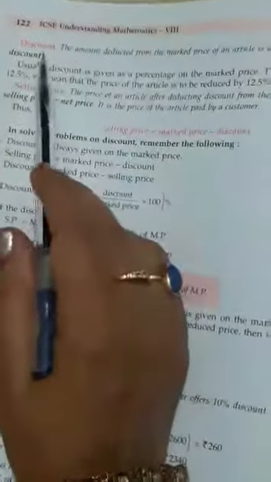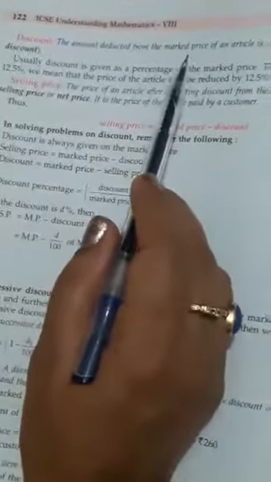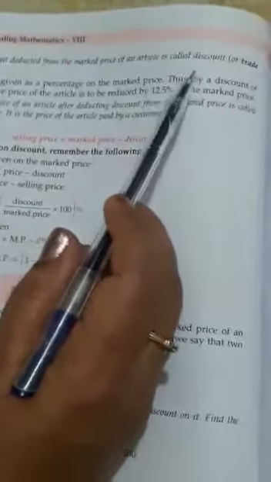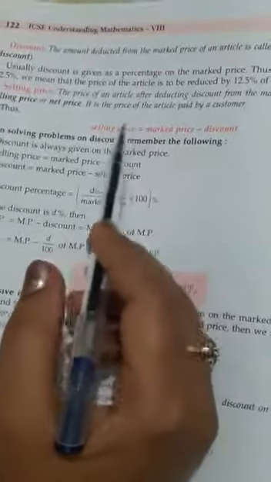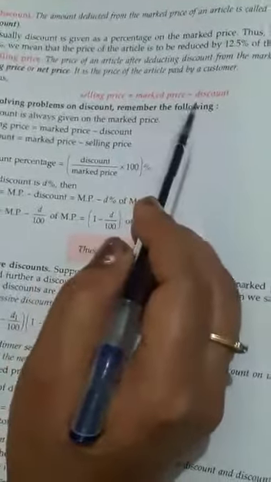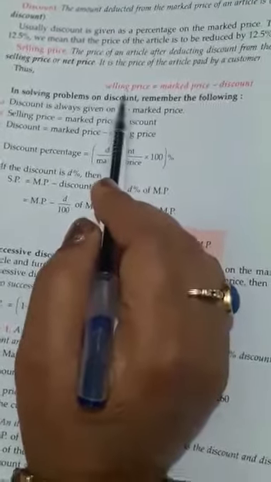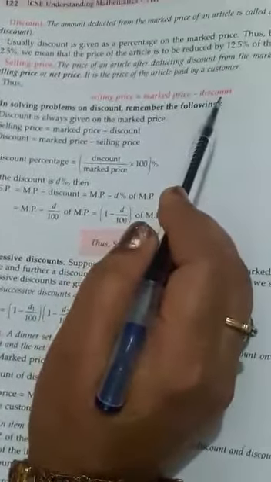Children, what is discount? The amount deducted from the mark price of an article is called discount. Whenever you are availing any discount, from the mark price you subtract discount, and that amount you have to pay to the shopkeeper. So in that case, selling price is mark price minus discount.